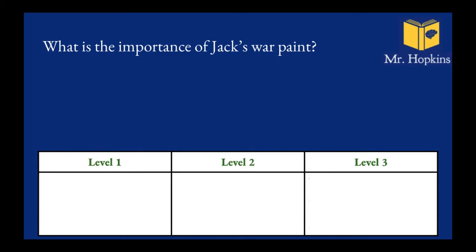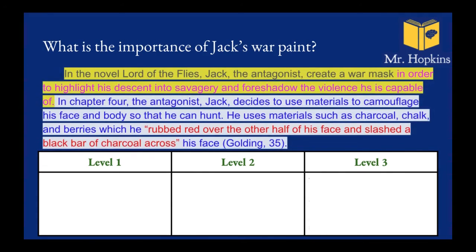Now, the student has been asked the question, what is the importance of Jack's war paint? This is something that happens in chapter 4. Now, in the novel of Lord of the Flies, Jack, the antagonist, creates a war mask in order to highlight his descent into savagery and foreshadow the violence he is capable of. That's the topic sentence, has the what and how the why.